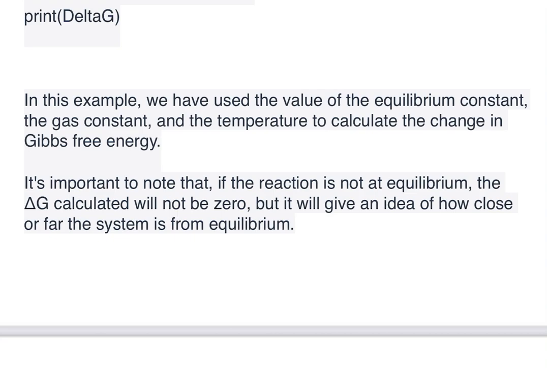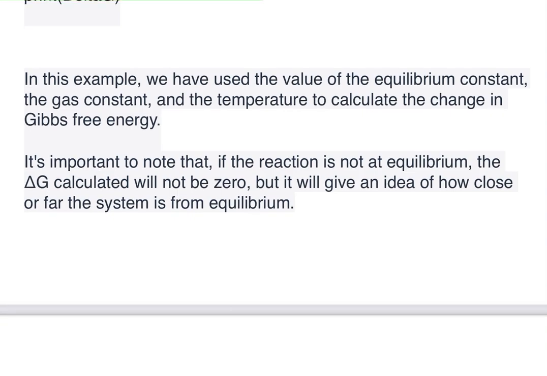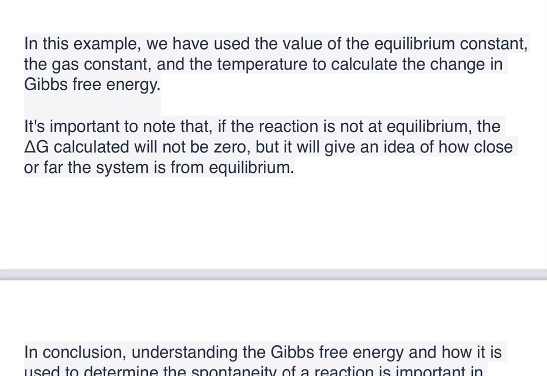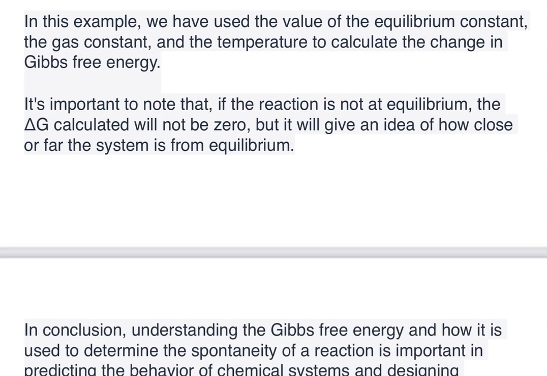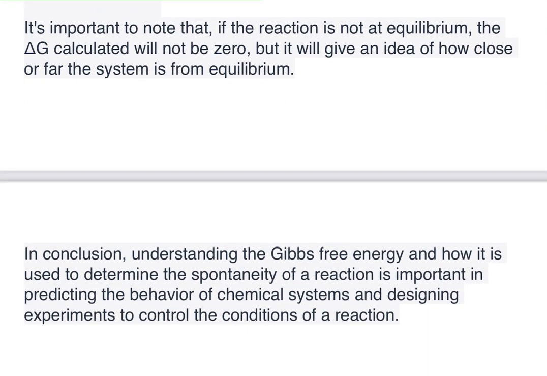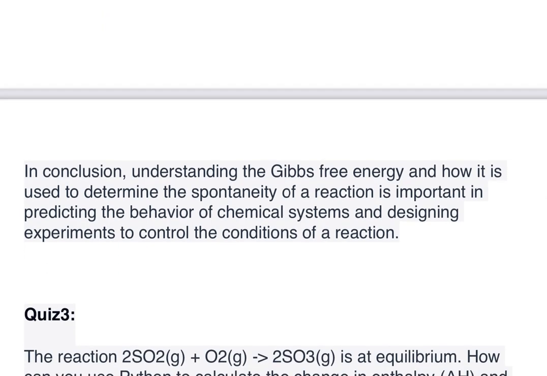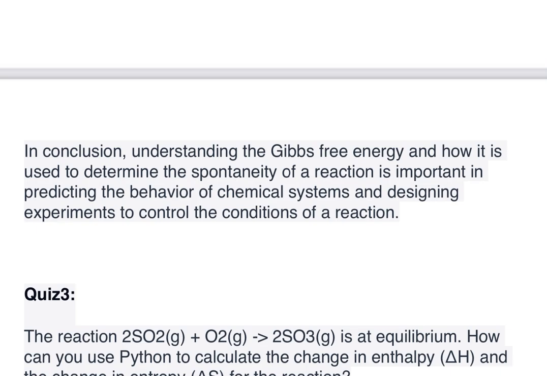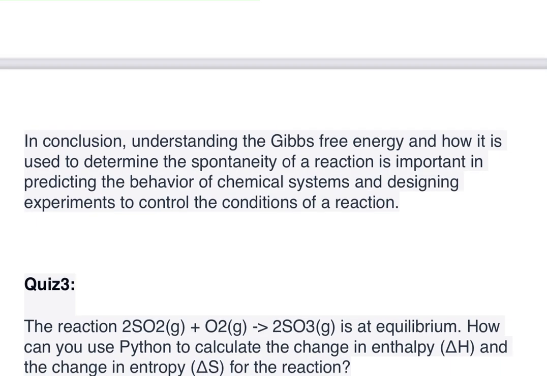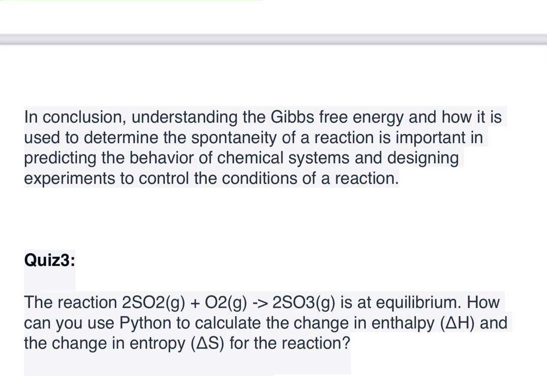It's important to note that if the reaction is not at equilibrium, the dG calculated will not be zero, but it will give an idea of how close or far the system is from equilibrium. In conclusion, understanding the Gibbs free energy and how it is used to determine the spontaneity of a reaction is important in predicting the behavior of chemical systems and designing experiments to control the conditions of a reaction.